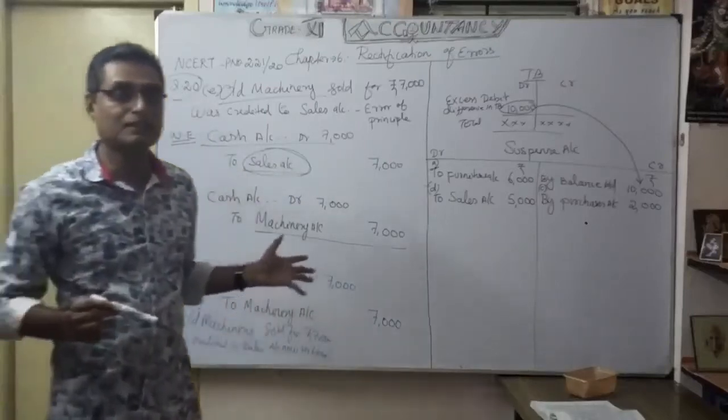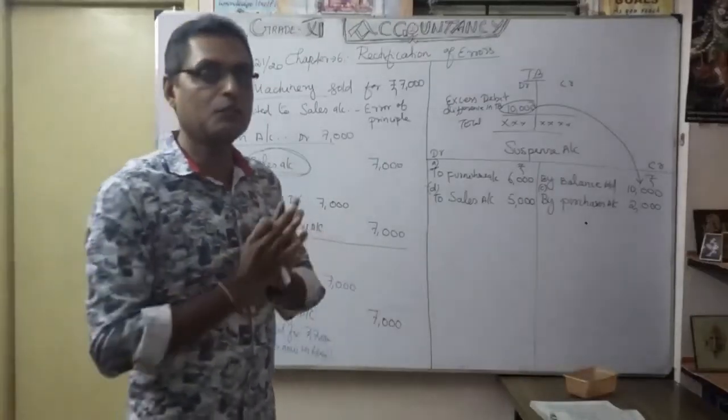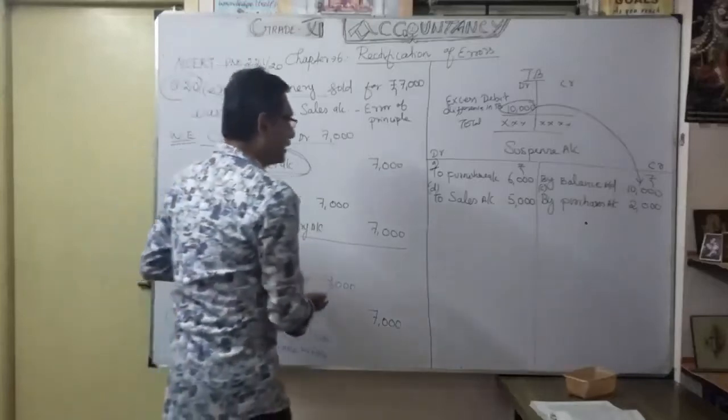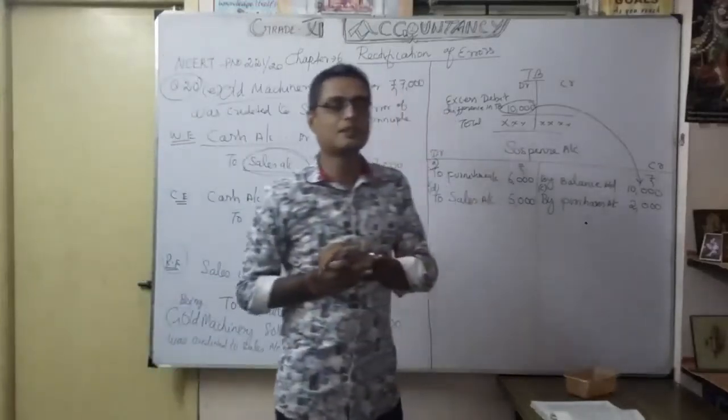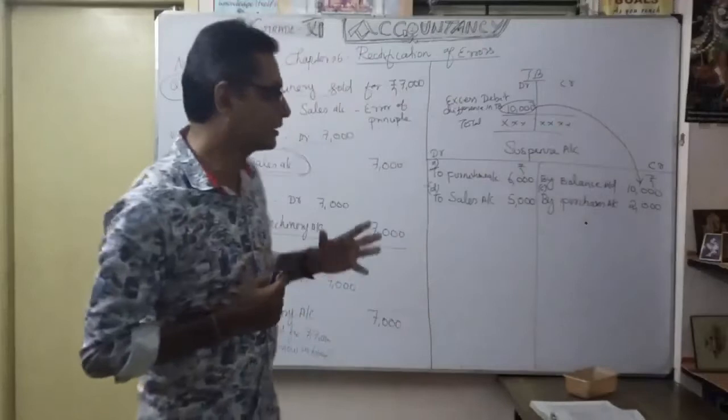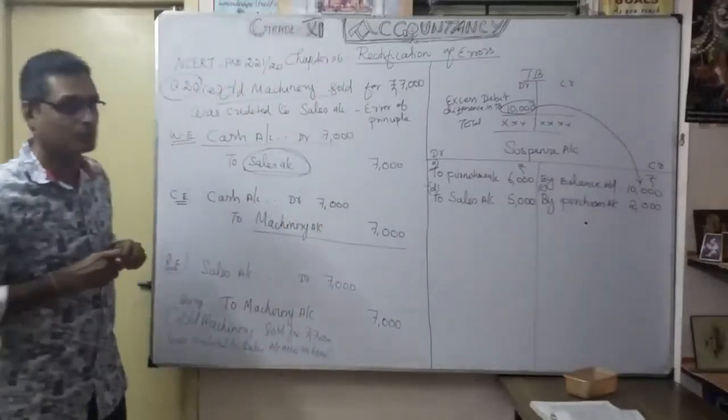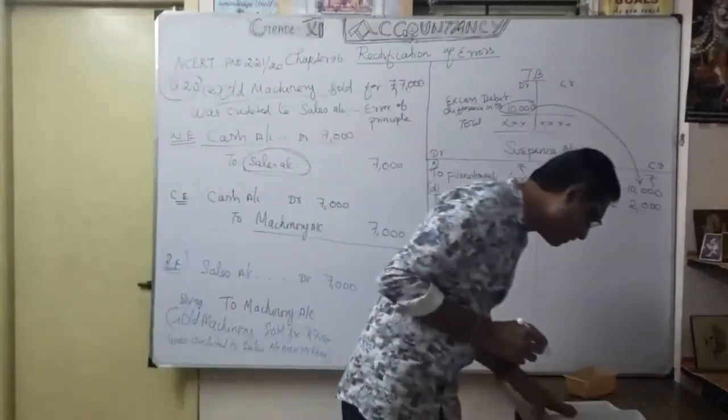So here, there is no question of a suspense account. Here, there is no one-sided error. That's why I need not transfer anything to the suspense account. You understood now? That's what is very, very important about this transaction. Okay. Now let's see. Finally, what is that?